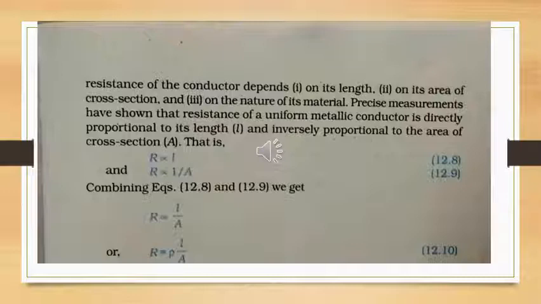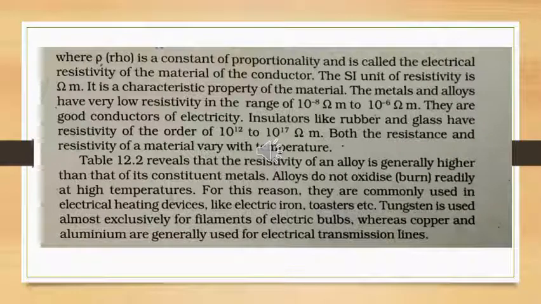Combine these two equations, we will get R is proportional to L upon A, and here we will write the constant of this proportionality, that is called rho. So R is equal to rho L upon A, where rho is a constant of proportionality and is called the electrical resistivity of the material of the conductor. The SI unit of resistivity is ohm meter. It is a characteristic property of the material.